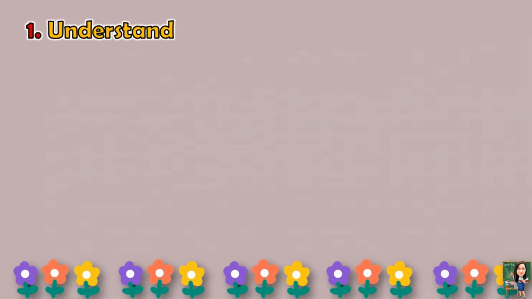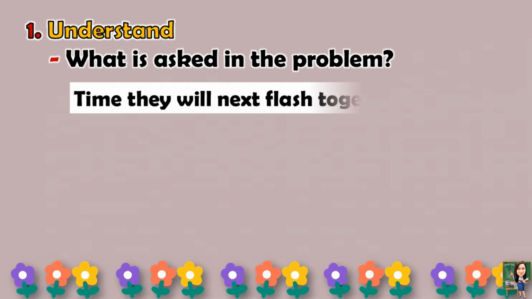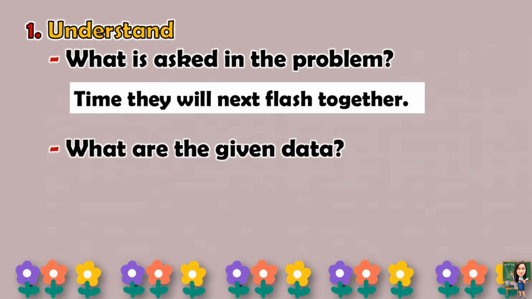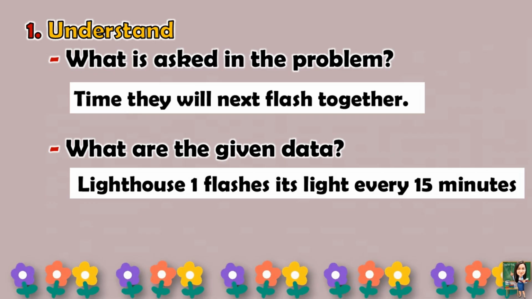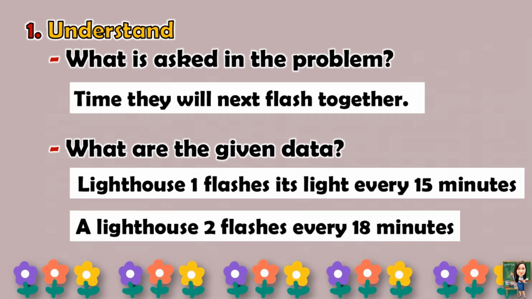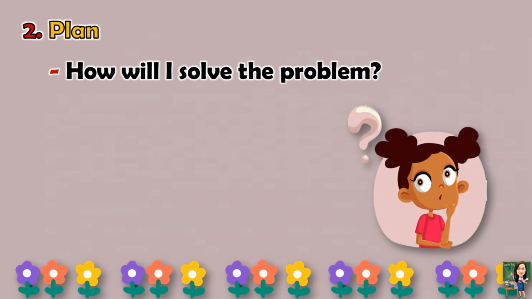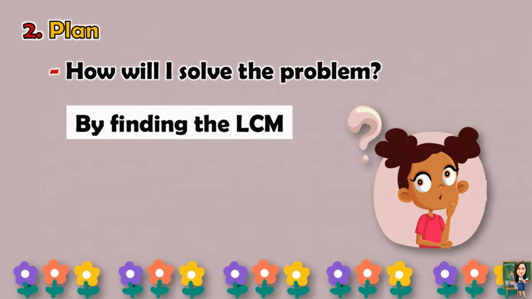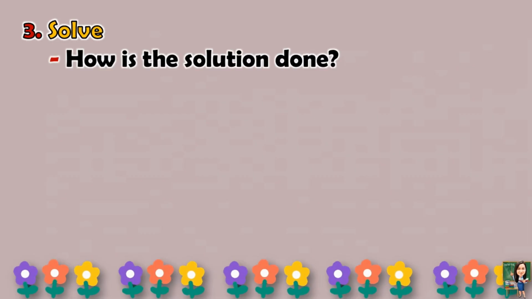Step 1, understand. What is asked in the problem? The time they will next flash together. What are the given data? Lighthouse 1 flashes its light every 15 minutes. Lighthouse 2 flashes every 18 minutes. Step 2, plan. How will I solve the problem? By finding the LCM. Step 3, solve. How is the solution done?